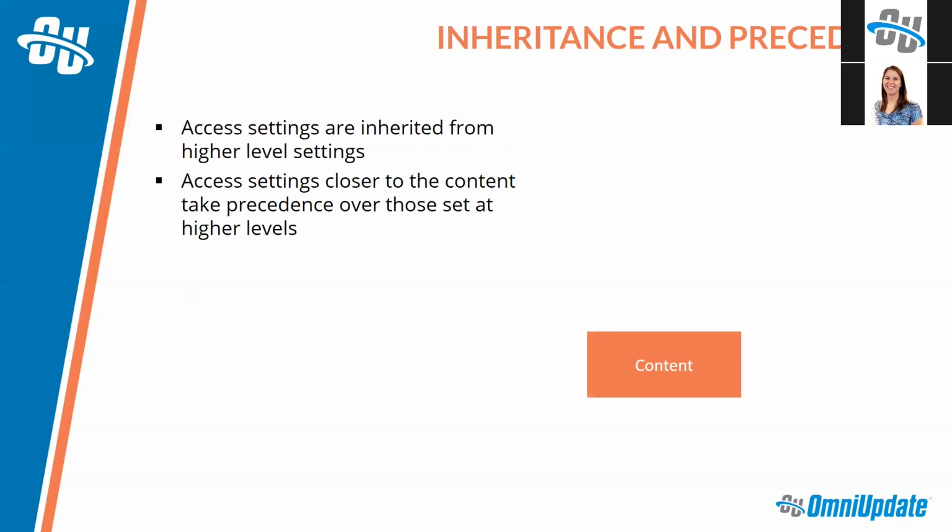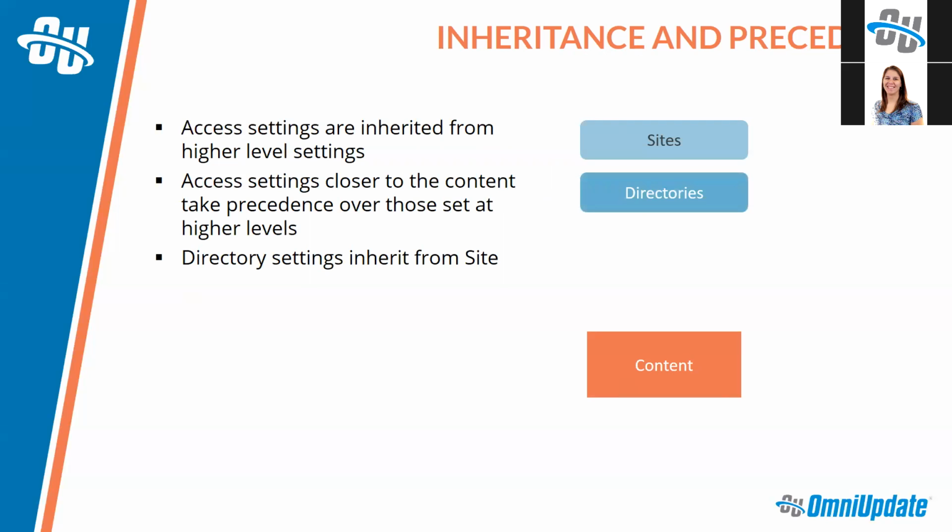So let's talk about inheritance and precedence. Access settings, generally speaking, when you're setting them, you're going to want to start at the top level and set down from there. The closer you are to the content, the more precedence that particular setting will take. So traditionally, when you're setting access, you're usually going to start at the site level. Then directly underneath that, you can set individual access settings to each one of your directories. If you don't set anything differently on these directories, they'll simply inherit whatever you had set at the site level.